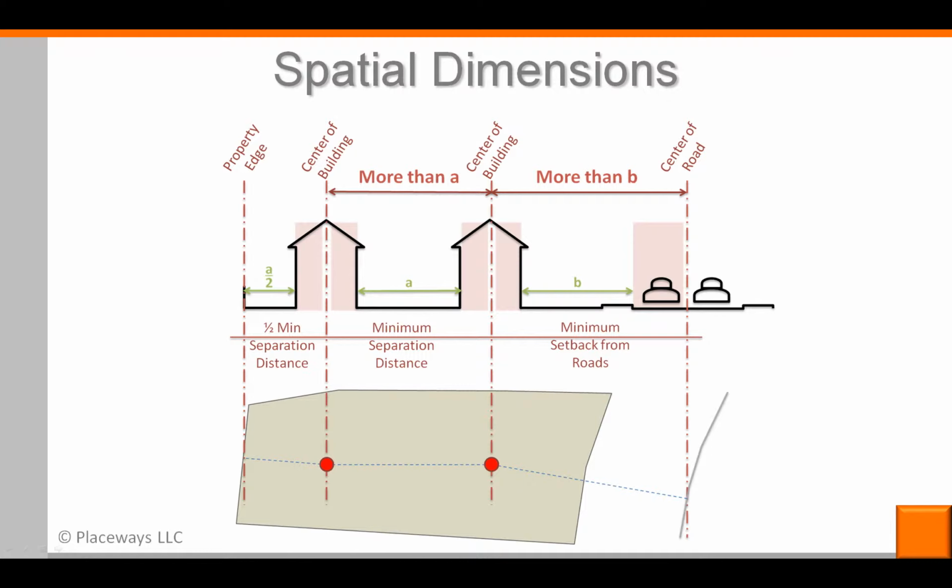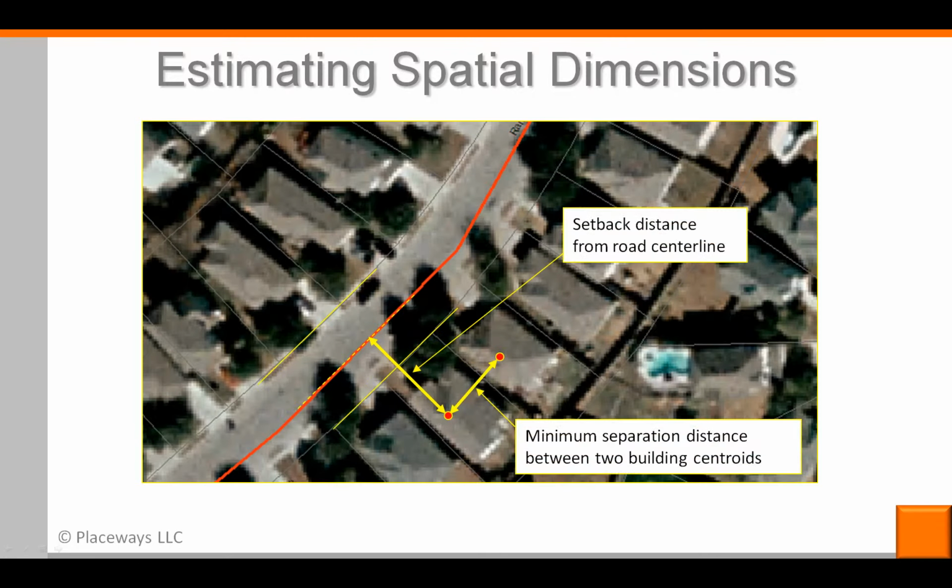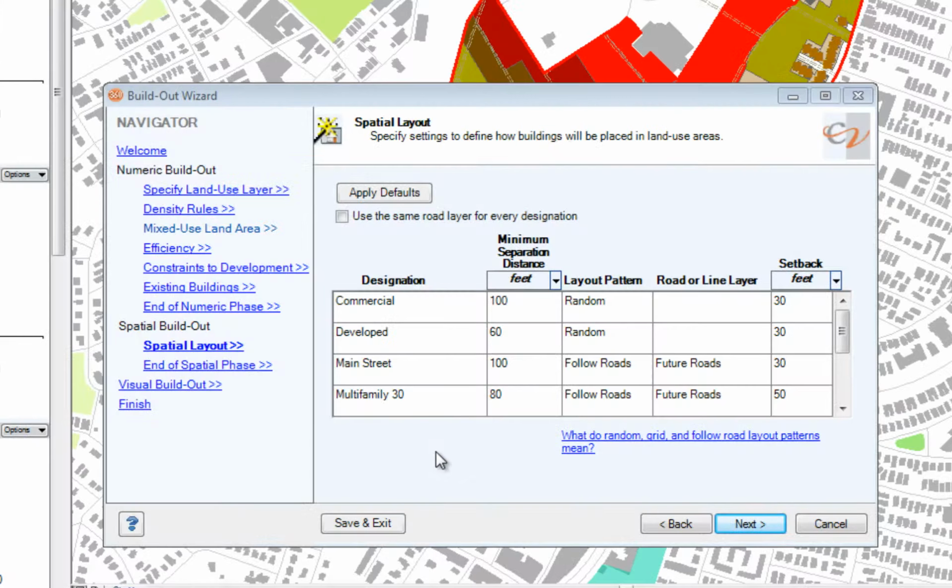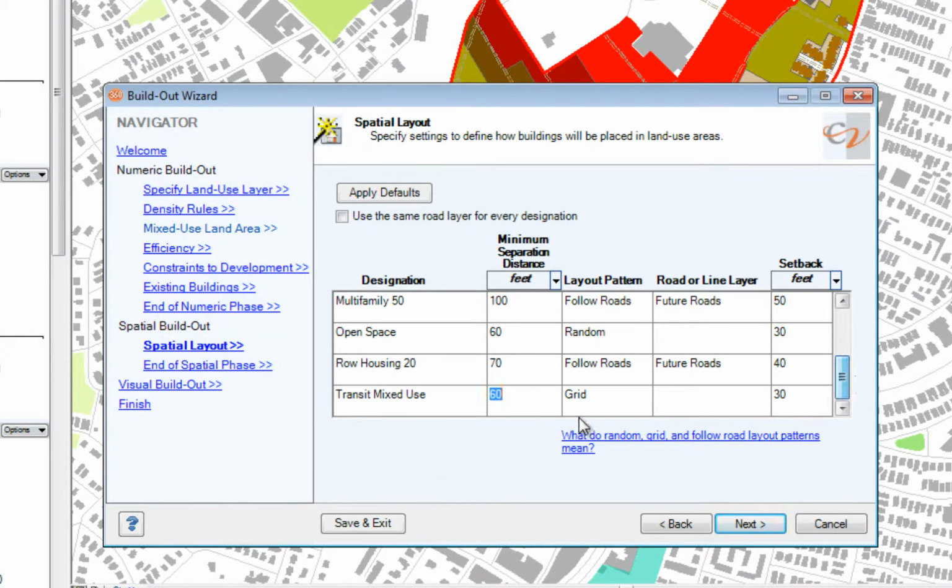If your codes don't provide much guidance, or you want to base your future on existing development, an easy way to estimate is to use the ArcGIS Measure tool. Find a spot on the map where development looks similar to your future desired conditions, and simply measure from center of roof to center of roof, and center of roof to center of road. Now that we've thought through the measurements, I can enter my options directly into this table. I make sure to specify a road layer and setback distance for all land uses where I specify follow roads as the pattern.